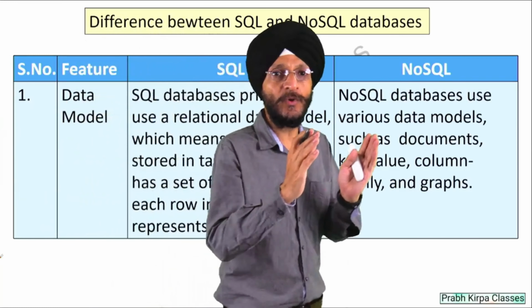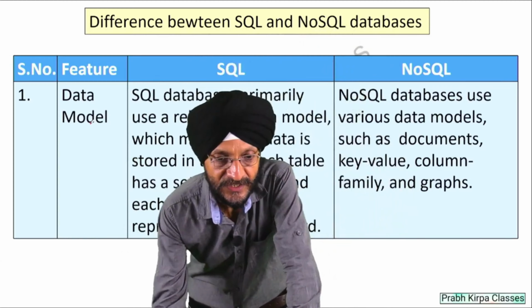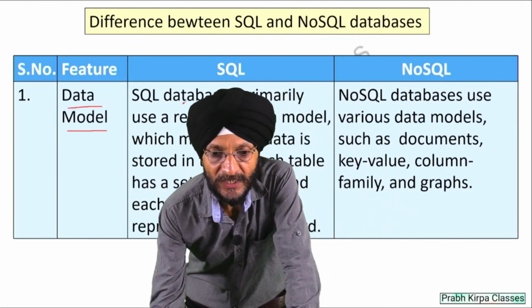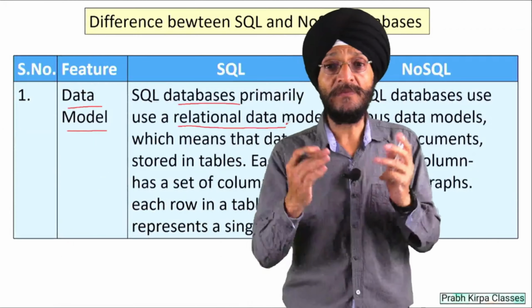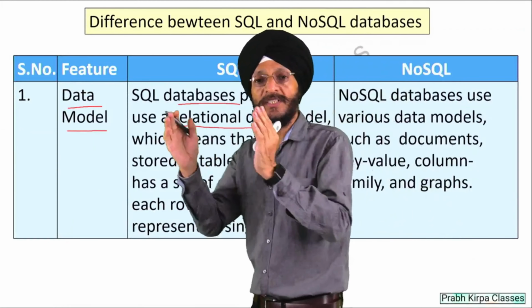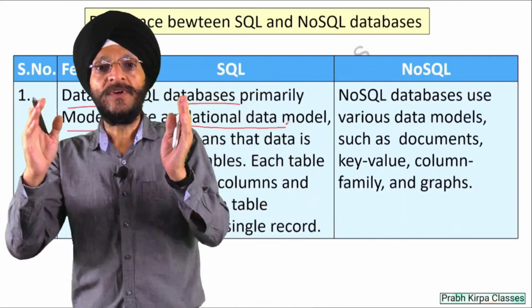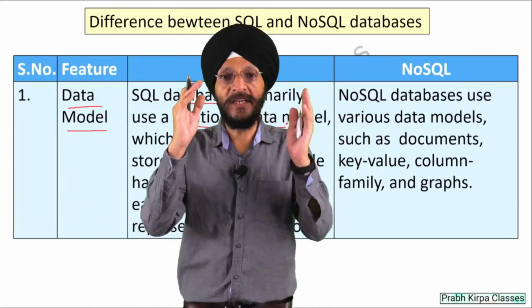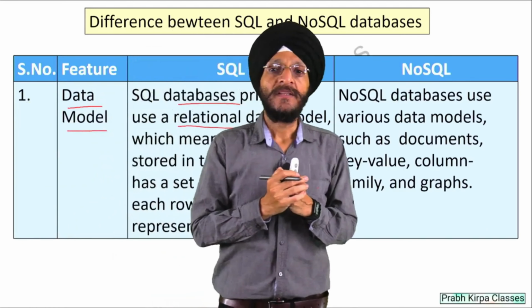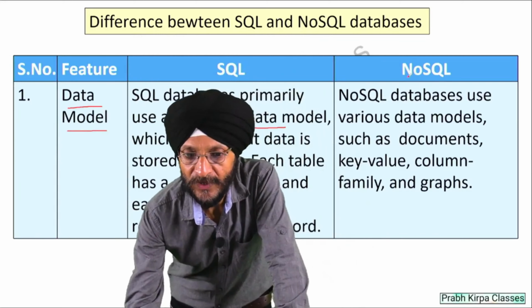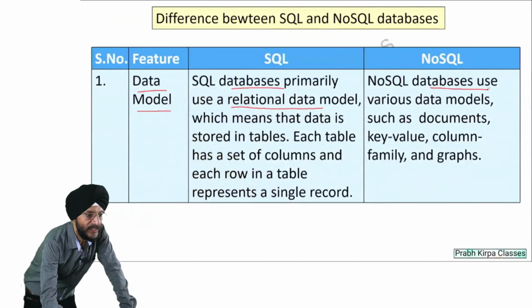Now the first difference on which we will be discussing is the data model. SQL databases primarily use the relational data model. What is the relational data model? The relational data model is a model which makes use of tables to store data. In the table, there are rows and columns in which the data is stored. Now, in the case of NoSQL databases, they use various data models such as documents, key value, column family, graph, etc.